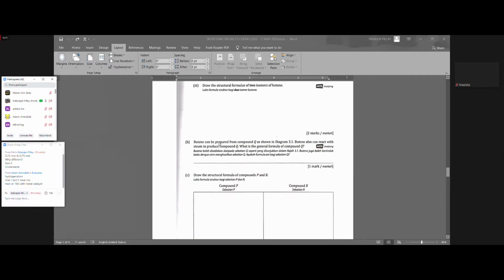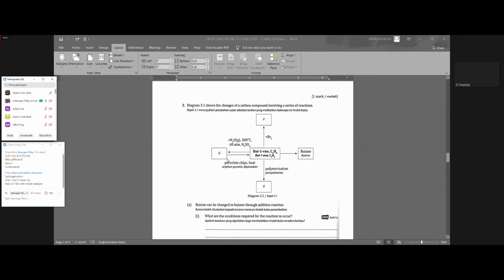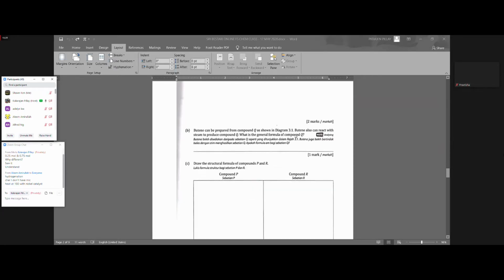Now, butane can be prepared from compound Q. Butene can also react with steam. See, they say butene can also be produced from steam. Wait, let me check. Butene can also react with steam. I mean, alkene plus steam. Yes, we can. To form compound Q. Remember, when I did ethene plus steam, what is the name for that reaction?